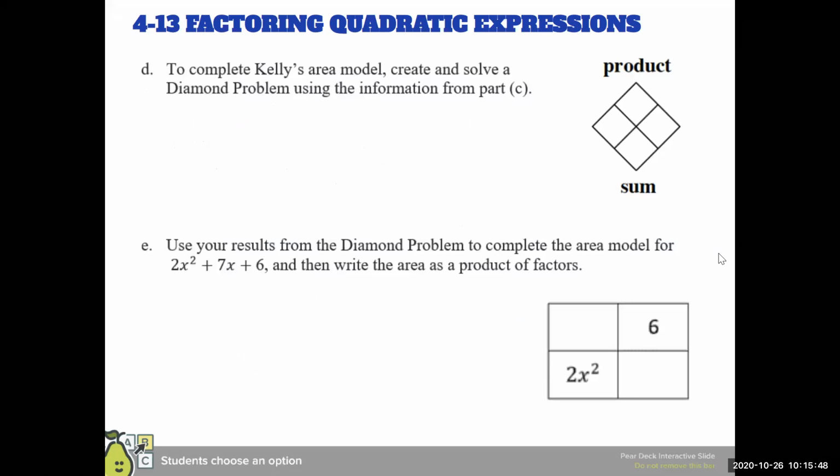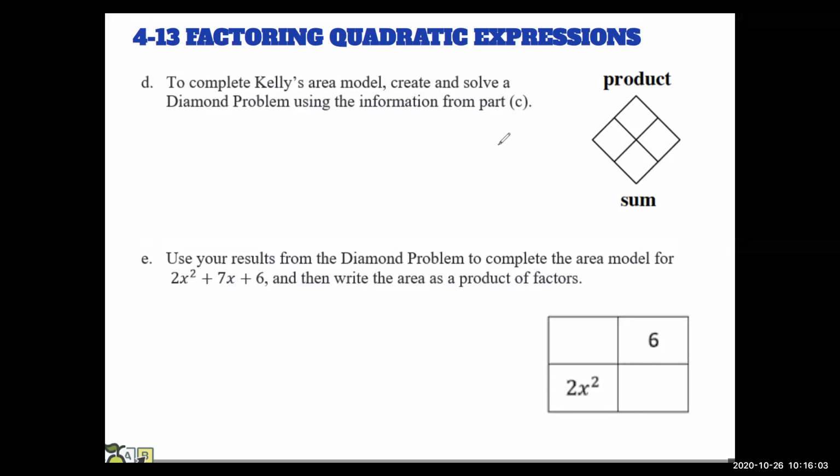Okay, so this is how we can organize this. So see this thing up here, we're gonna call this the diamond. And we've done a couple of these in our homework in the past. So in this diamond, what I'm gonna do is put the number I want as a product. So remember, 2x squared times 6, that diagonal is 12x squared. I'm going to put 12x squared in the top of the diamond.